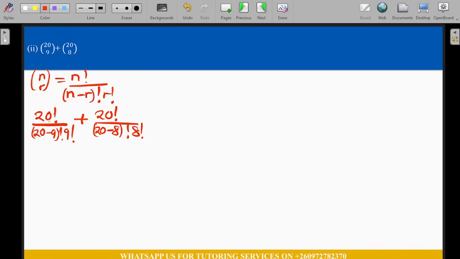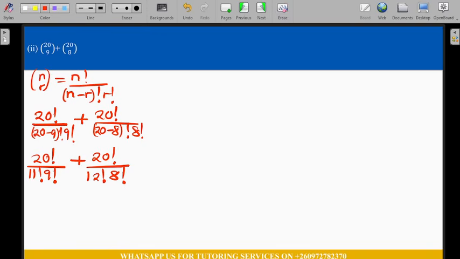So let's simplify it further. So we have now 20 factorial over 20 minus 9, which gives 11 factorial 9 factorial here. Then we say plus. So now we have 20 factorial over 20 minus 8, which gives a 12 factorial, then 8 factorial. So that's what we have.